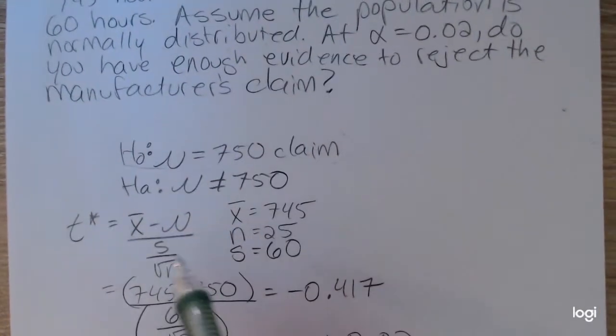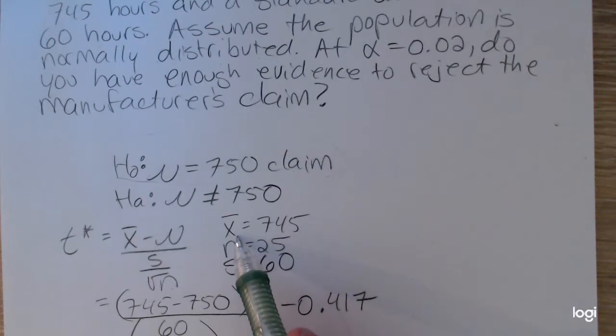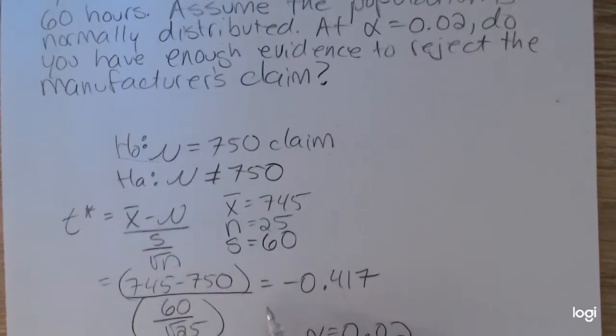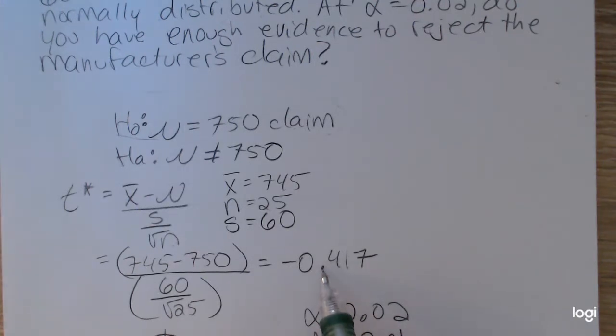Our standardized test statistic follows the t-distribution, and the formula is x bar minus mu divided by the sample standard deviation over the square root of n, the sample size. We're given that the sample mean is 745, the sample size is 25, and the sample standard deviation is 60. Plugging those pieces into the formula, the standardized test statistic is negative 0.417.